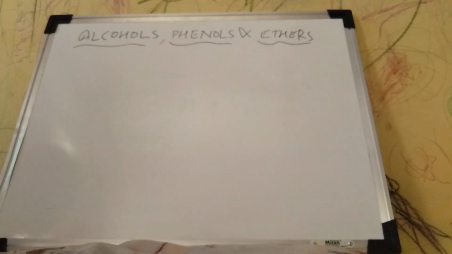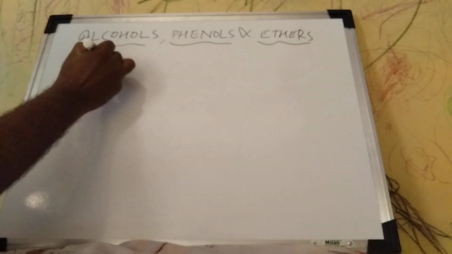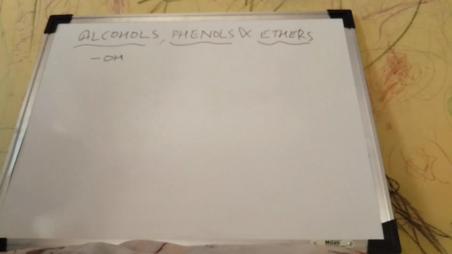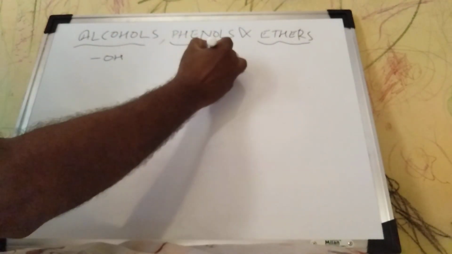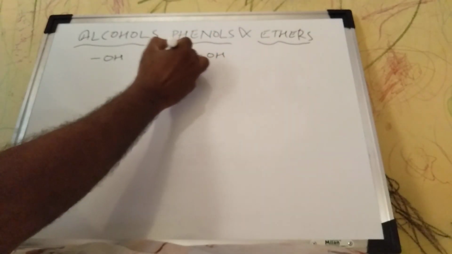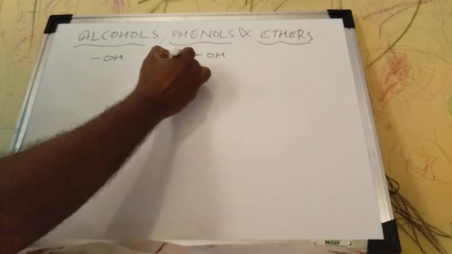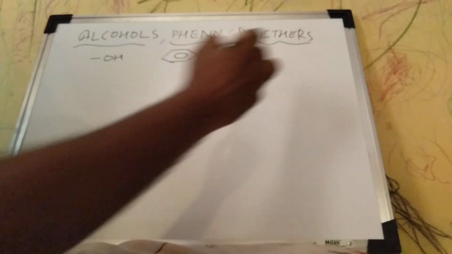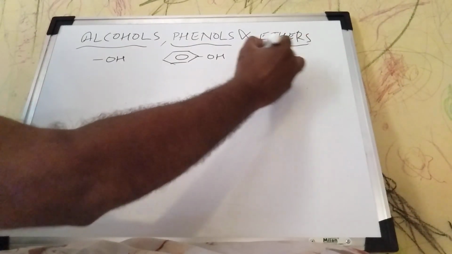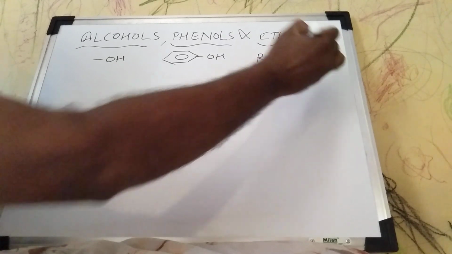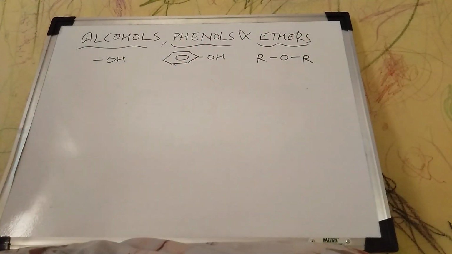Now to begin with, all these three compounds: alcohol is basically the functional group OH, phenol also contains OH with a benzene ring attached to it, and ethers contain O with two alkyl groups attached on both sides. These alcohols, phenols and ethers have wide application in industry as well as in our daily life.